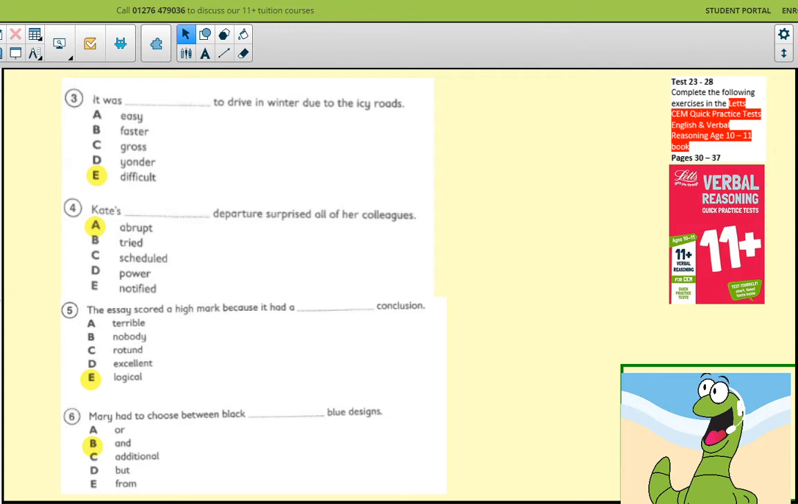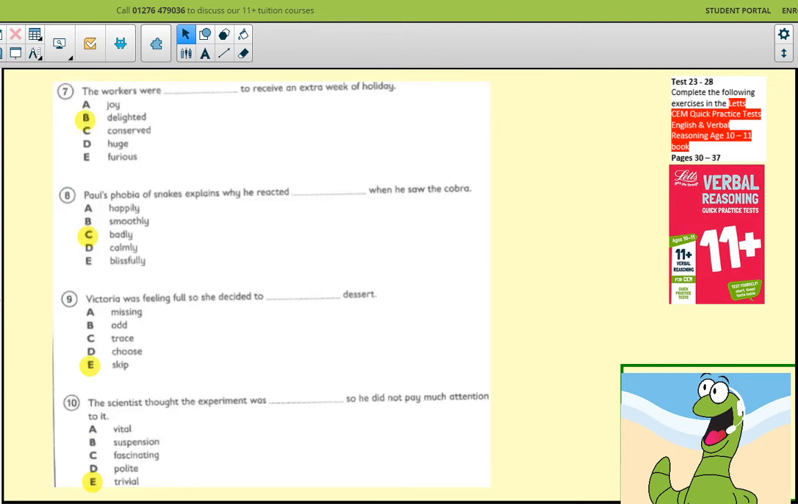Rotund means round, makes no sense there. It wouldn't score a high mark if it had a terrible conclusion, and nobody doesn't make any sense in that gap as well. So logical makes sense. Mary had to choose between black and blue designs. The workers were delighted to receive an extra week of holiday. They certainly wouldn't be furious about that, I can't imagine.